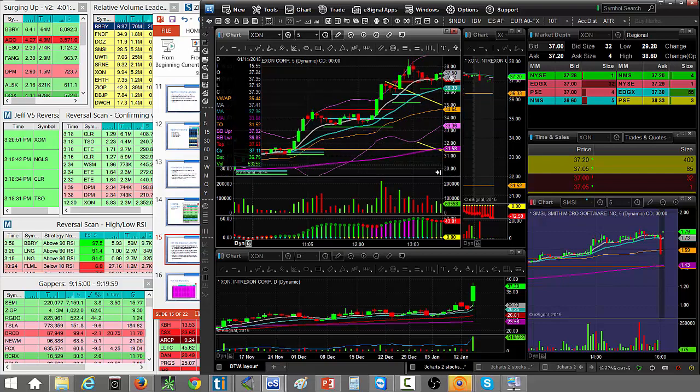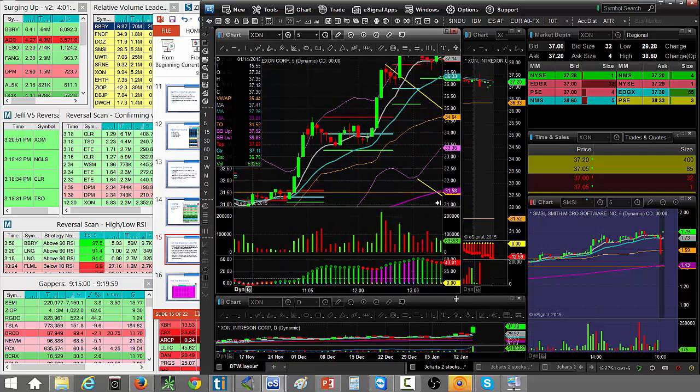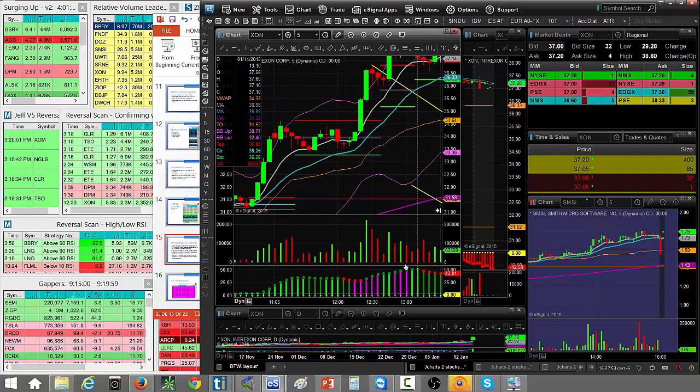So from a technical perspective, what can we say about this pattern? Well, this stock just made a big move. It made a move from 33.83 up to 36.82. So we could say, well, we want to look for stocks that have just moved, let's say, 2 points in the last 15 minutes. So a stock that has just moved up 2 points in 15 minutes.